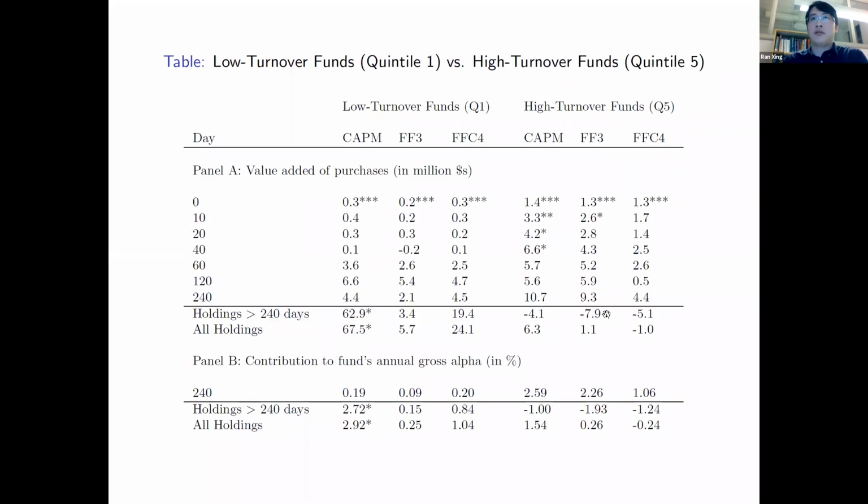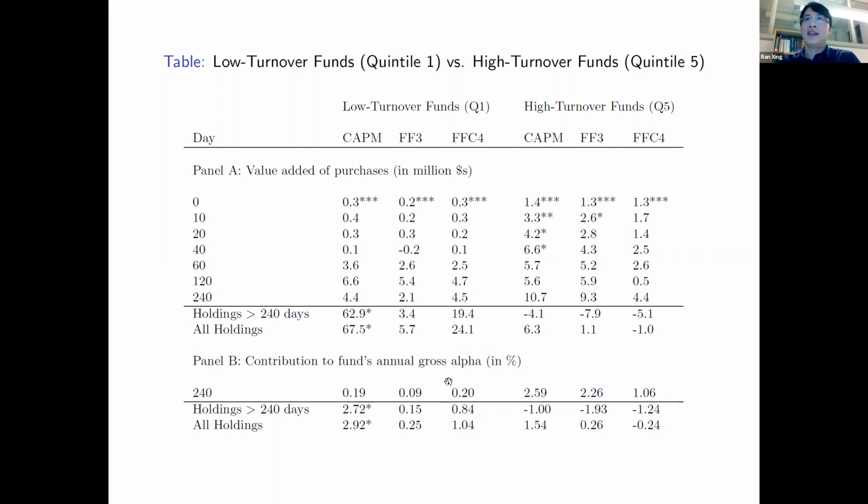So to show the result of long-term holdings and also other results more comprehensively, this table shows the value added of low turnover funds and high turnover funds from their holdings shorter than 240 days and also holdings longer than 240 days, based on 3 different models: CAPM, Fama-French 3-factor, and Fama-French-Carhart 4-factor model. And in panel B, we also report the contribution to funds' annual growth alpha in percentage, in case you believe in alpha more than the value added.